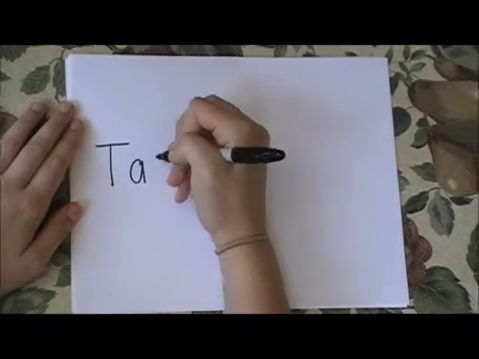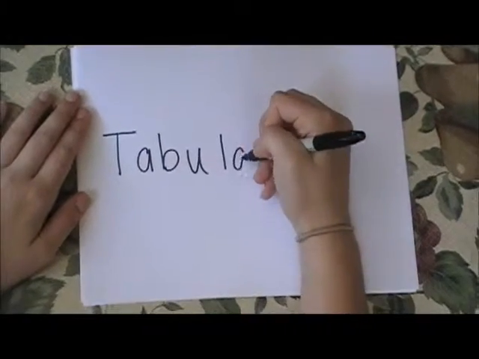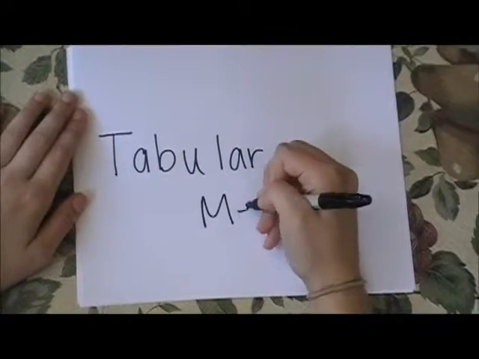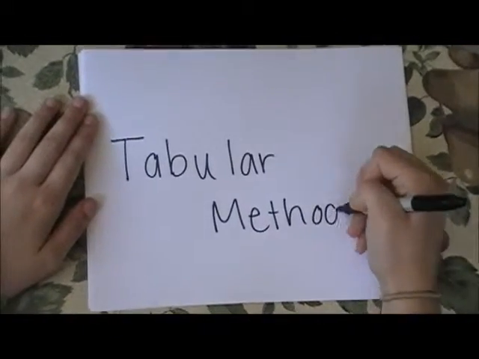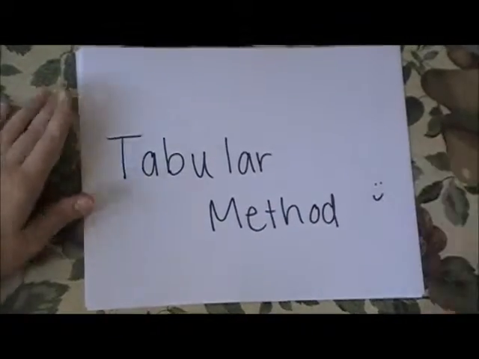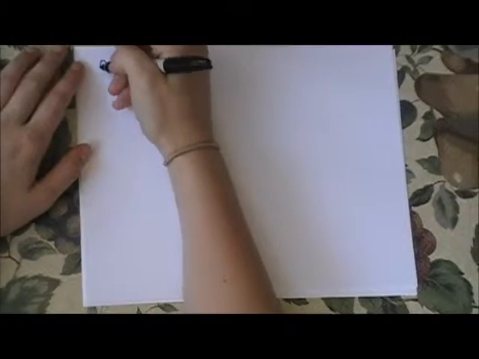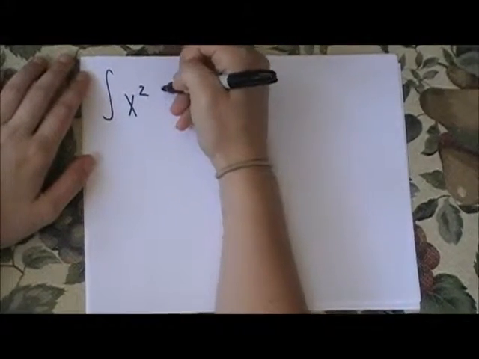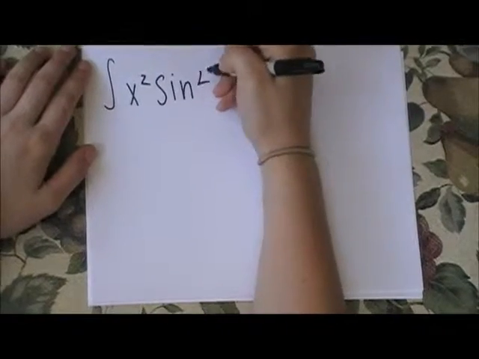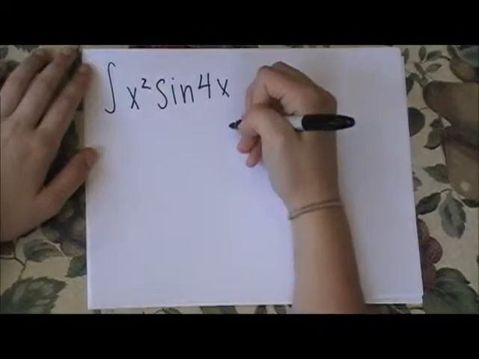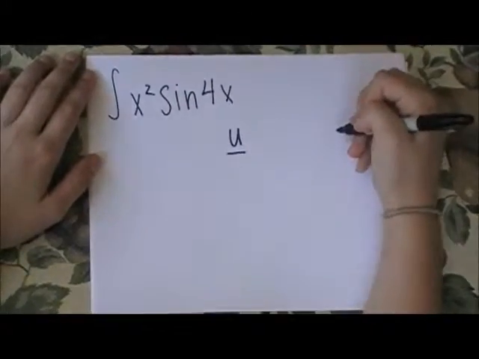This is the tabular method. You use this when you have an integral where you'll have to do integration by parts more than once. So for the integral of x squared sine 4x, you have to use the tabular method because you would have to integrate by parts multiple times.